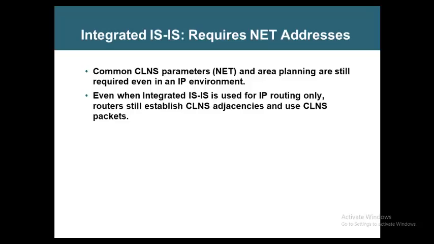Even when integrated ISIS is used for IP routing only, the routers still establish CLNS adjacency. Do you remember when we did a lab? I was typing the command show CLNS neighbor. You see, though it is an ISIS routing protocol for IP, still the adjacency is using CLNS in the background. That is why the command is show CLNS neighbor. You can also type show ISIS neighbor. Both will work, but output will be slightly different. And use CLNS packet, fine.